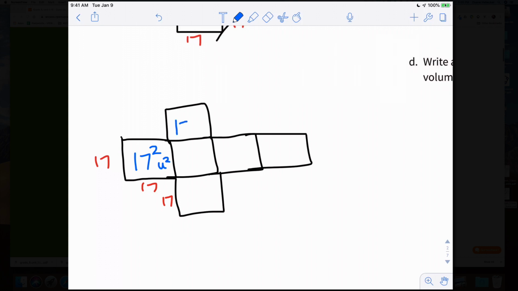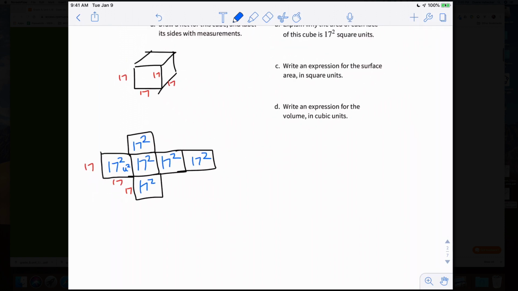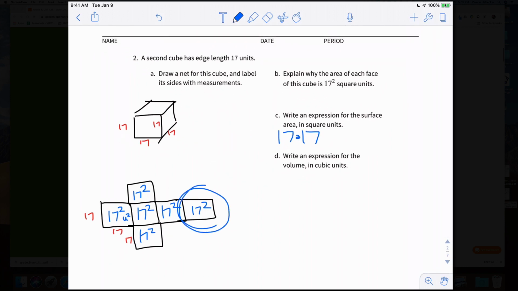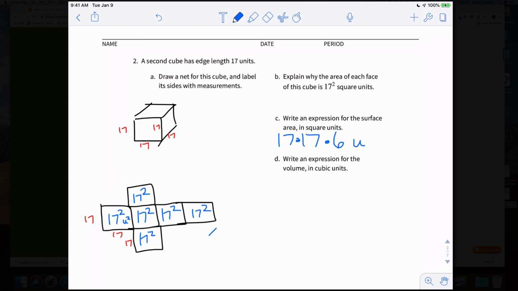So this is 17 squared, this is 17 squared, 17 squared, 17 squared, and 17 squared. That's a large answer. Write an expression for the surface area in square units. Well, 17 times 17 gives us the area of one face, but then we have to multiply by 6 because there are 6 faces. And then, of course, our answer is going to be units squared.